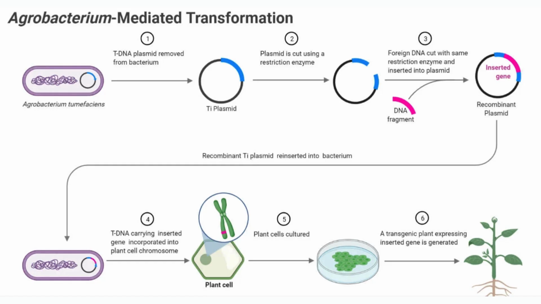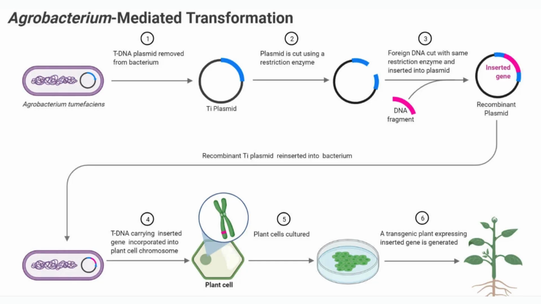This gene is then ligated or joined into the cut Ti plasmid using DNA ligase, which is nothing else but the DNA glue enzyme. The result is a recombinant Ti plasmid carrying the desired gene instead of the original tumor inducing genes. Here, the key consideration is that the foreign gene is inserted between the specific border sequences, left and right DNA borders, ensuring that only the desired gene is transferred into the plant. Also, a marker gene, for example antibiotic resistance, is inserted to help identify successfully transformed cells later.